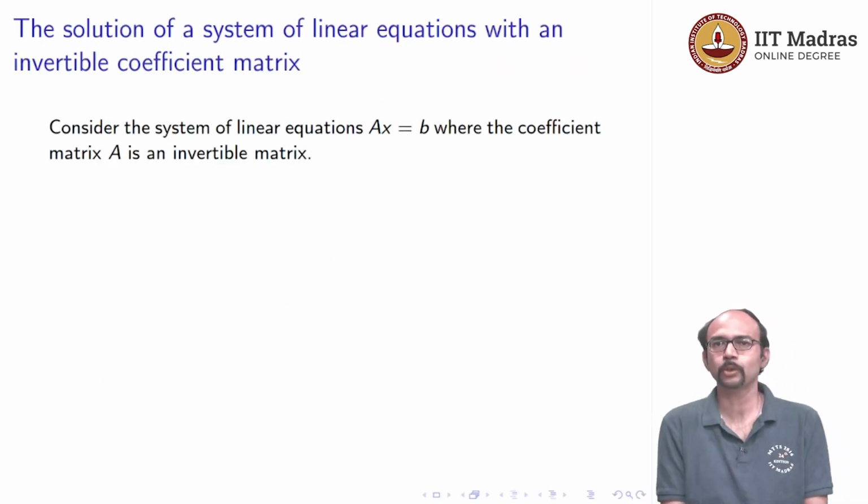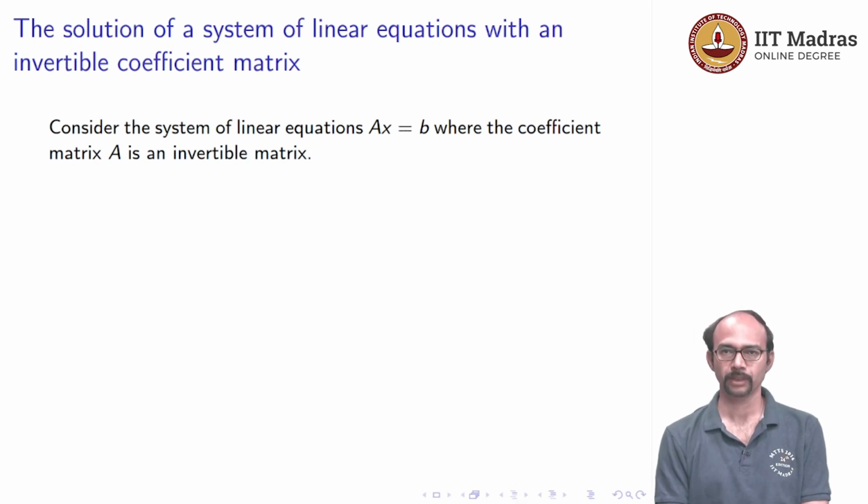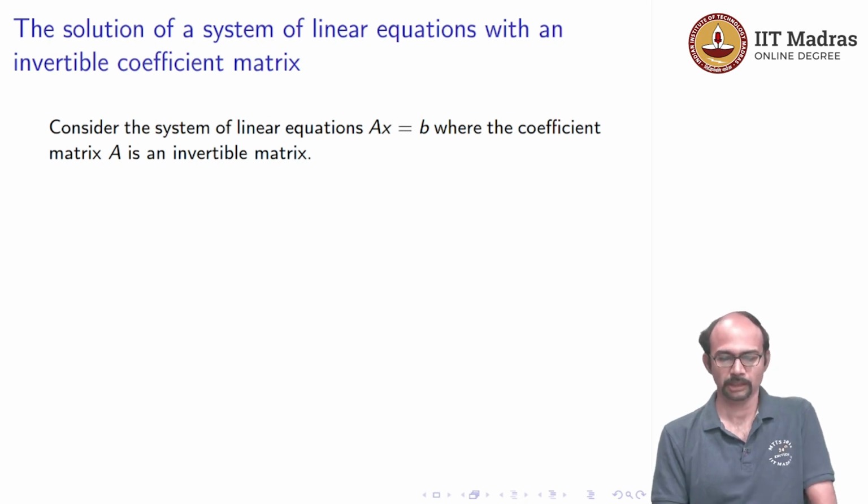Now let us get to what we really wanted to do, namely we want to find the solution of a system of linear equations where the coefficient matrix is invertible. I will repeat what that means. The coefficient matrix is invertible means that it has an inverse, which means the same as its determinant is non-zero. That is what we have seen: if the determinant is non-zero, then it has an inverse, and of course, if it has an inverse, the determinant is non-zero.